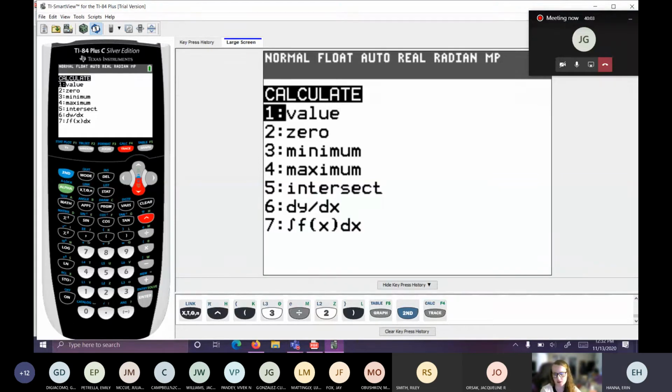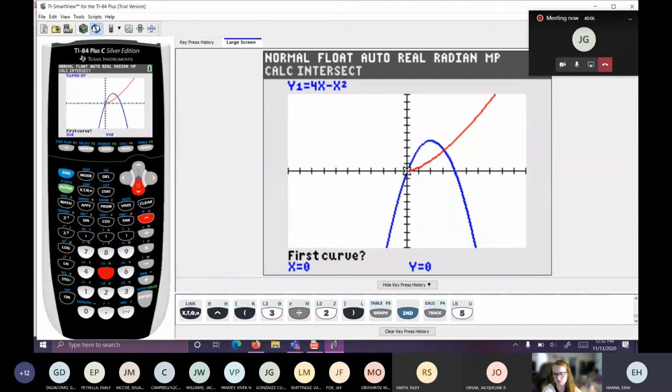And then you can either scroll down to number 5, or you can just punch in 5 on the keyboard. If the only two functions you have in the y = key are the two functions you need, then you can just press enter, enter. Otherwise, you'll have to use the up and down arrows to make sure you select the right ones. And then notice at the bottom it says guess. So you're going to use the right arrow or left arrow, depending on which direction you need to go, and move that little blinky over until approximately where they intersect. You don't have to get it perfect, but you have to get it close enough, and then you hit enter.